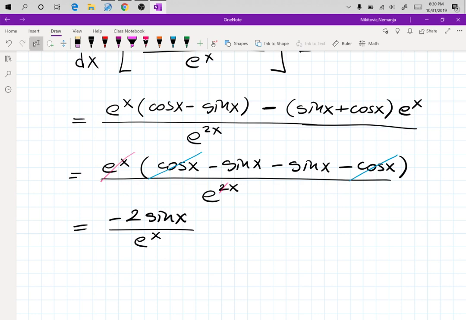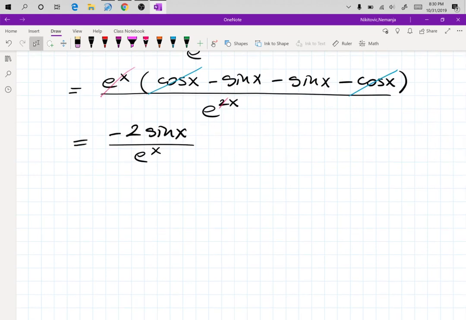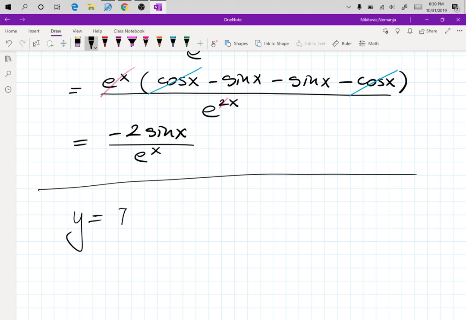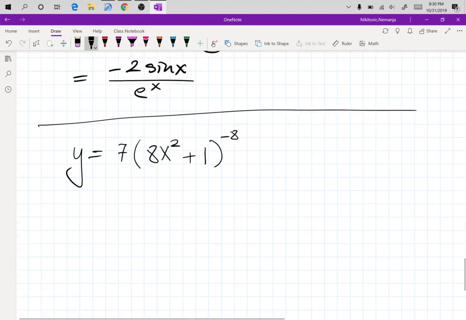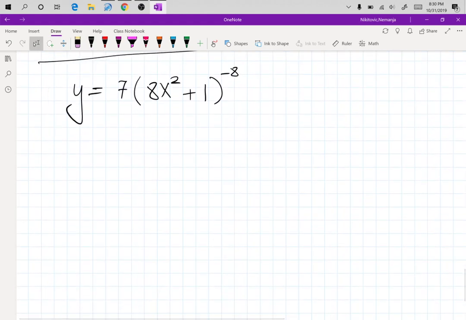Yes. It's another derivative question. Y equals 7 parentheses 8x to the second power plus 1 close parentheses to the power of negative 8. Oh, so this would be the chain rule. Yeah. So what do we do?